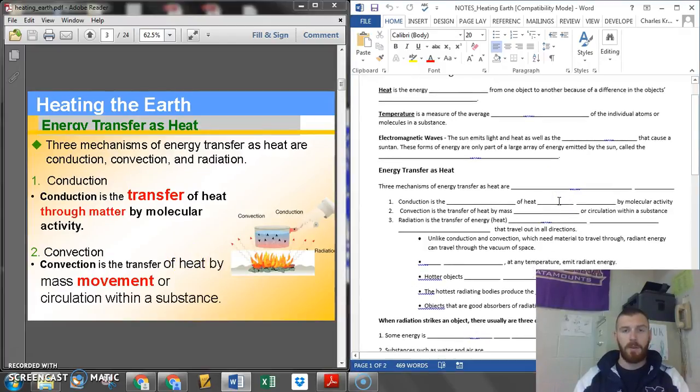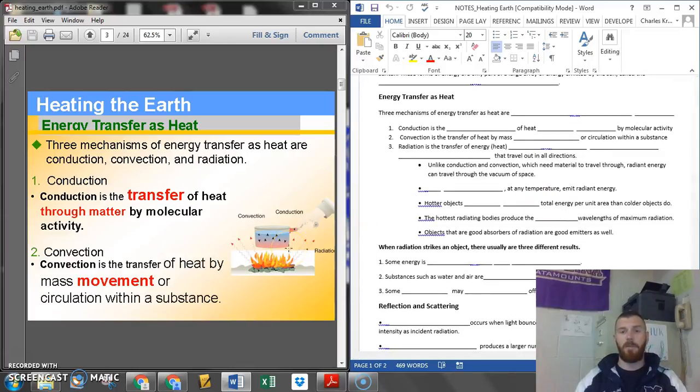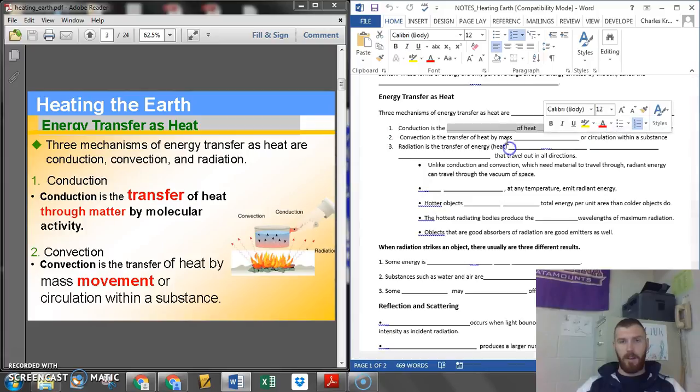Okay. This is probably one of the most important concepts in this PowerPoint that will continue to come back as we go through later units. The three mechanisms of energy transfer are conduction, convection, and radiation. You can see conduction here. Conduction is a transfer of heat through matter by molecular activity, basically molecules bumping into one another. Convection is the transfer of heat through mass movement or circulation within a substance. You can think of convection as air or water. When things are heated by air or water, or the movement of those things, consider it convection. And those are right here, conduction and convection.